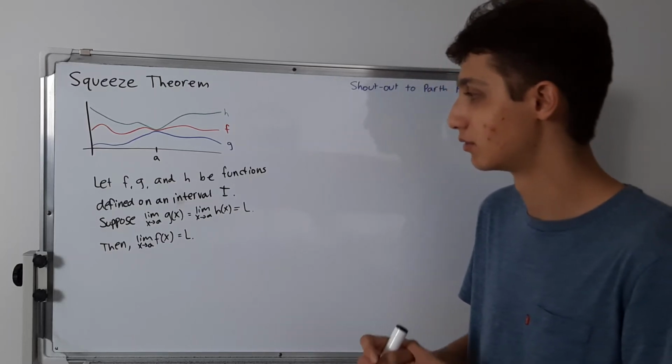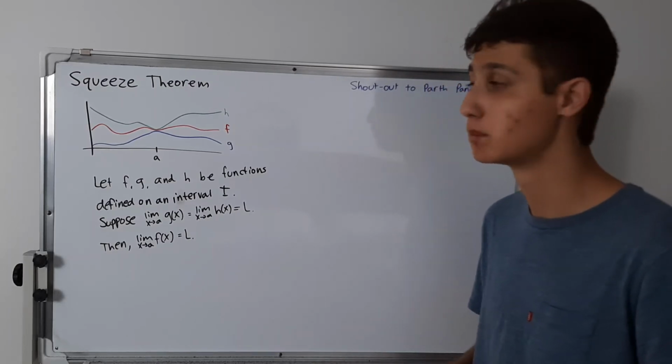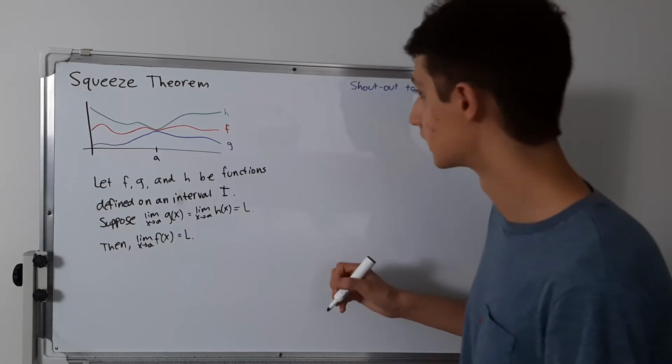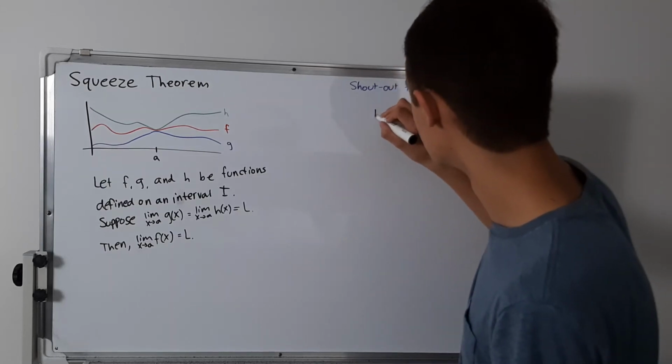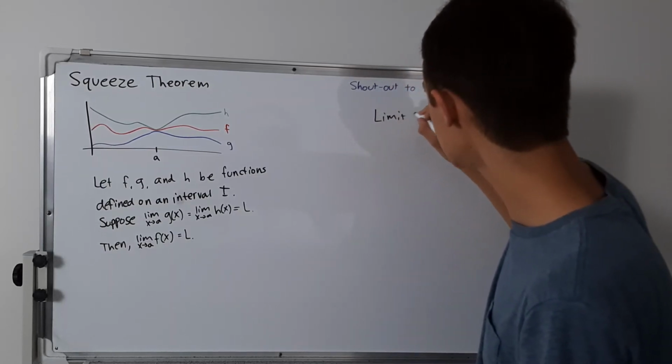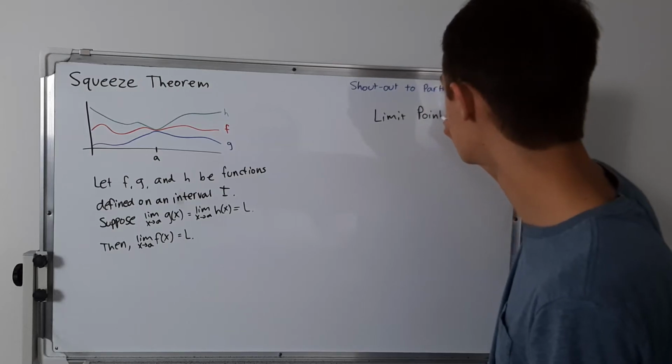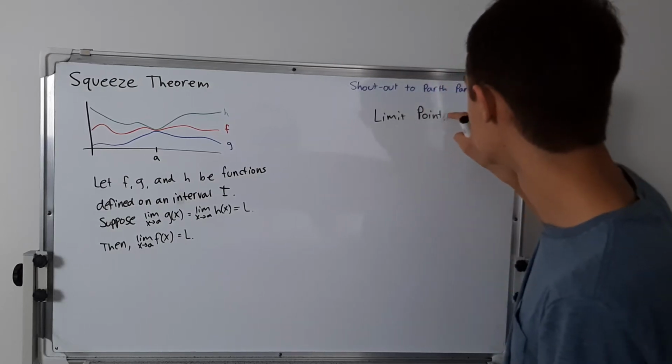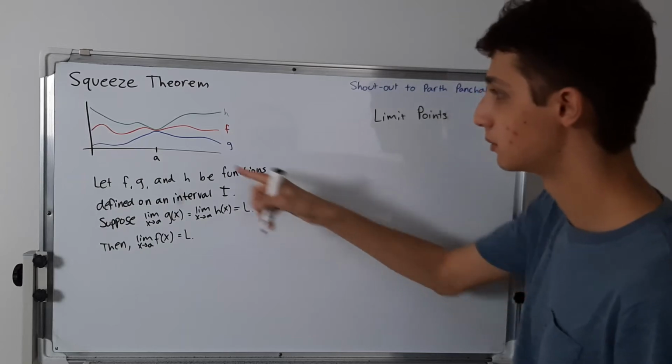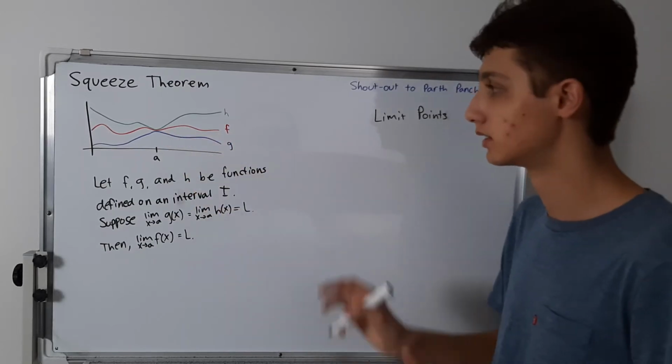Wikipedia's definition talks a little bit about limit points, so I'll write that down. That's more of a topological concept, but I can talk about that. It says that a is a limit point of this interval.